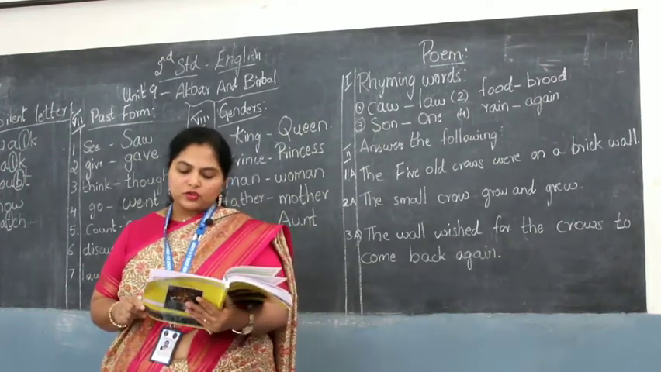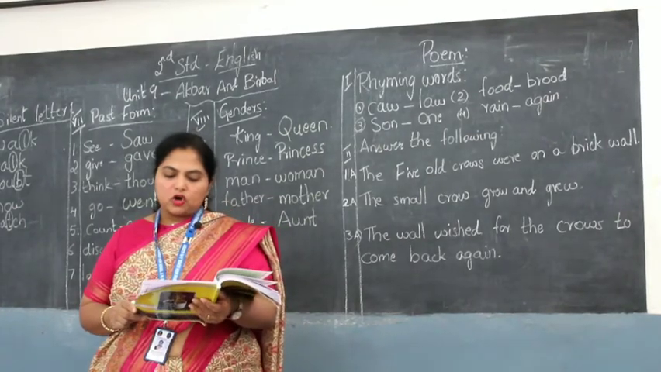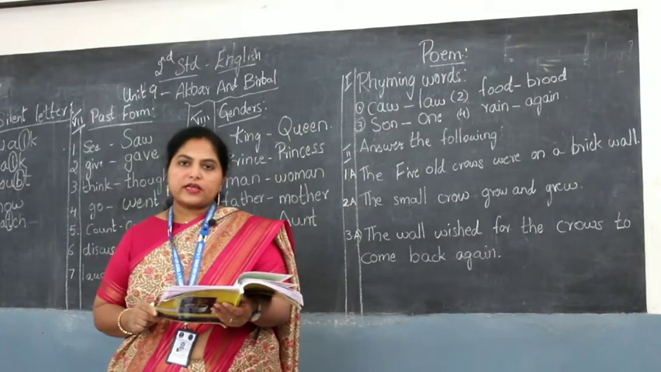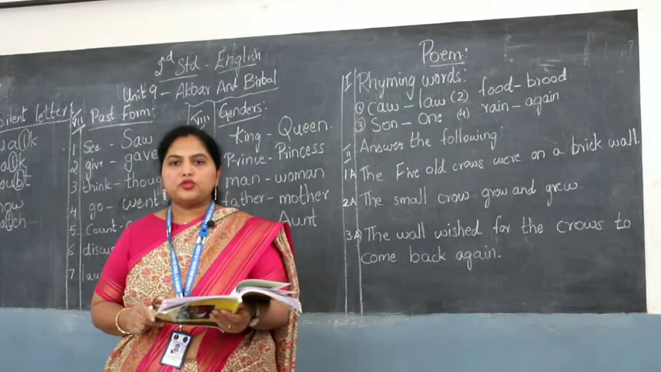So 4 old crows were on a brick wall. 3 were tall and the other was small. 1 old crow went to get some food. He never came back to the other brood.